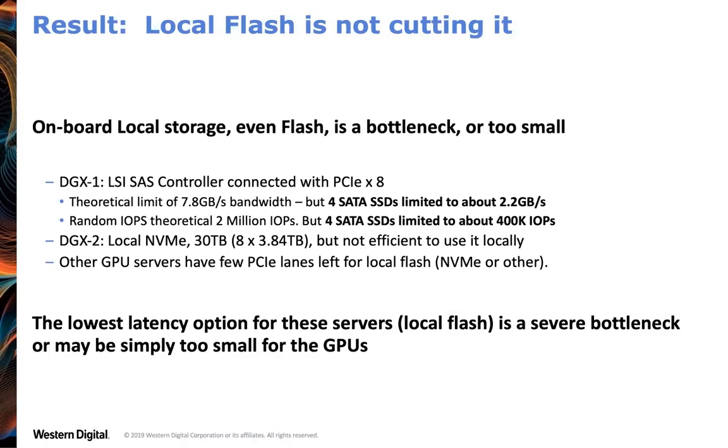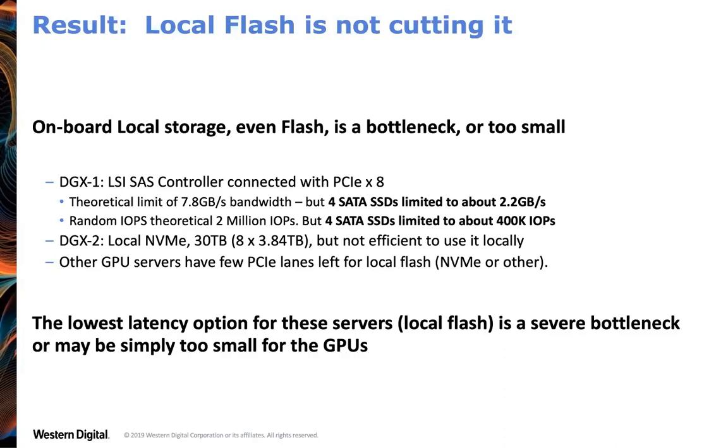As you can see, SATA SSDs can get you 2.2 gigabytes per second in throughput, right? But that's not sufficient if you know that these boxes can handle 48 gigabytes, and definitely the DGX-2 can handle 100 gigabytes per second. And then if you look at the IOPS, it's very similar as well. You're limited. So obviously the SATA SSD is not the best fit.